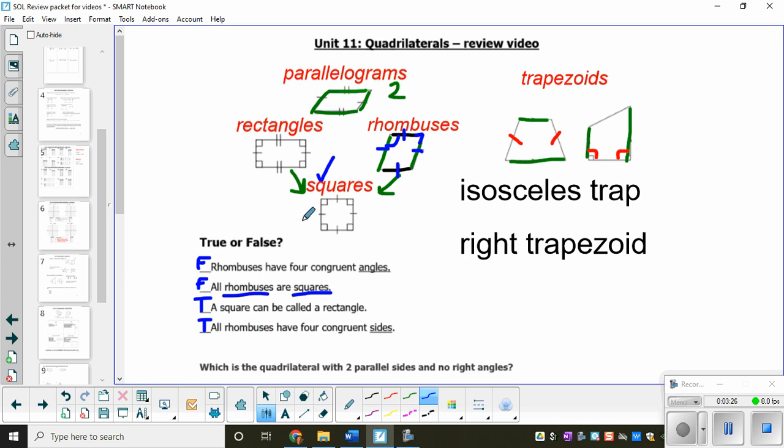Now, just in terms of SOL review, it's a good idea to have this visual memorized a little bit in your head so that if you have one of these true-false statements, you can visualize that parallelograms are up here, then rectangles and rhombuses, and then squares.